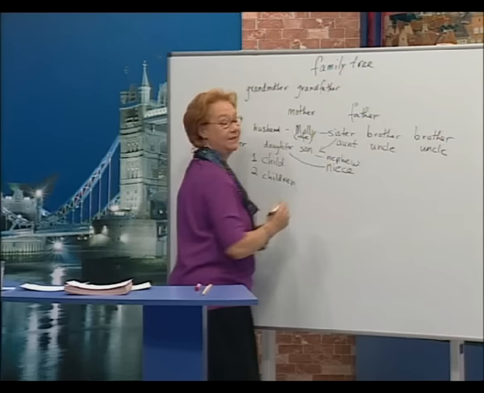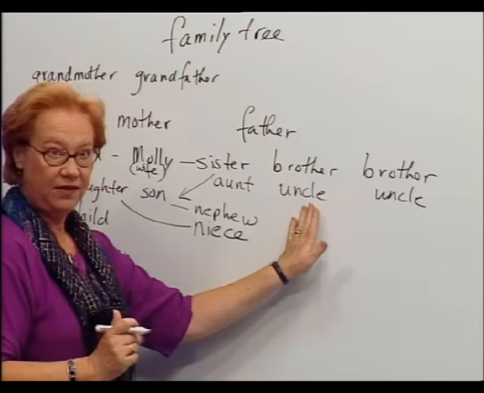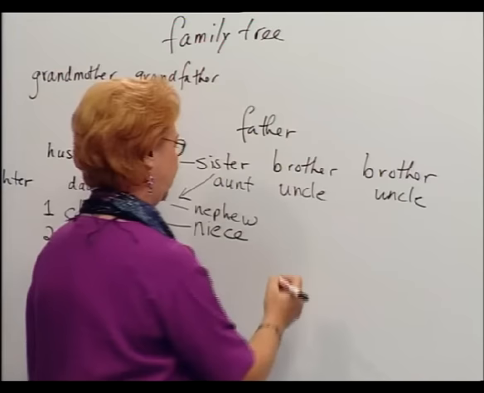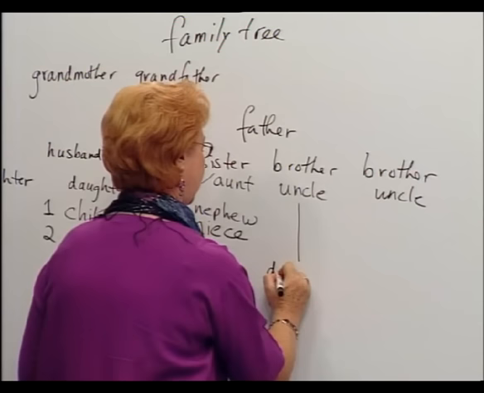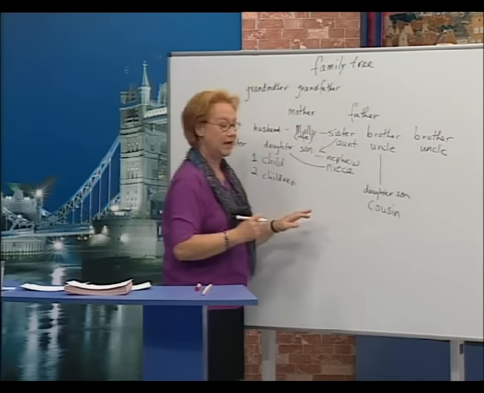Okay. Now, my brother has two children. So my brother has a daughter and a son. My brother's daughter and son are my cousins. Okay? So, cousin.